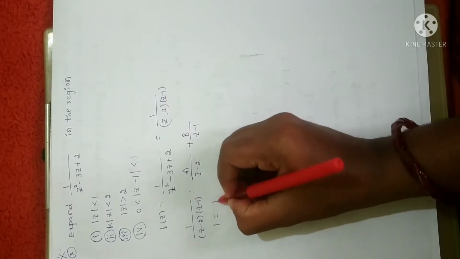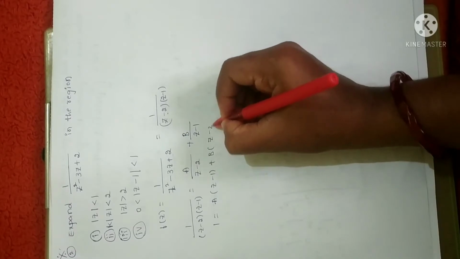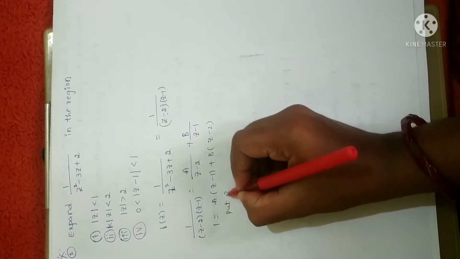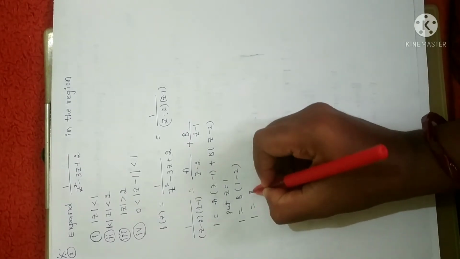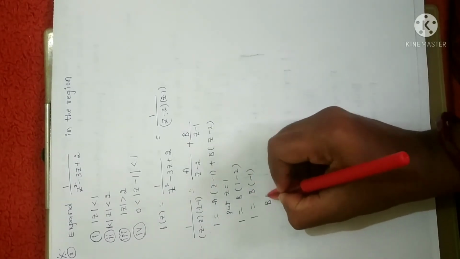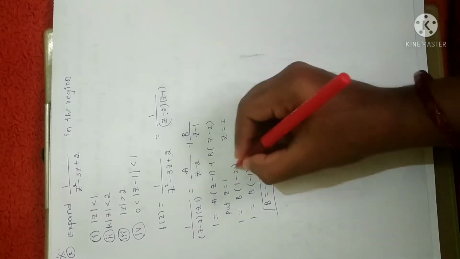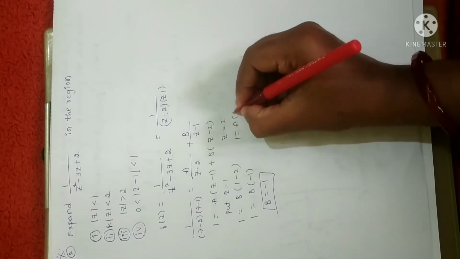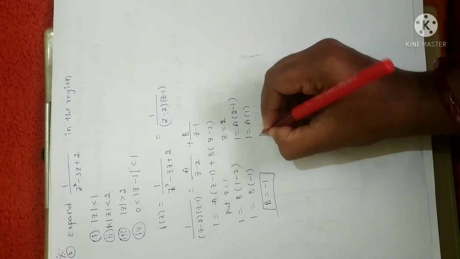So I can write this as a by z minus 2 plus b by z minus 1, which gives 1 is equal to a into z minus 1 plus b into z minus 2. Let me replace z is equal to 1. So you will get 1 is equal to b into 1 minus 2, that is b into minus 1. So the value of b is minus 1. Now let me replace z is equal to 2. So you will get 1 is equal to a into 2 minus 1. So 1 is equal to a into 1, that is a value is 1.